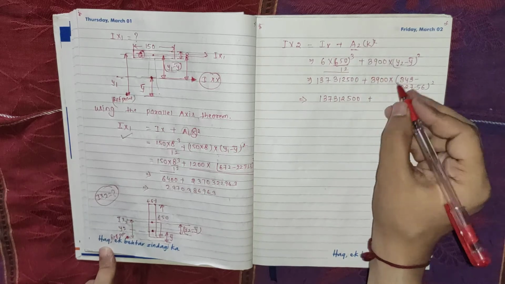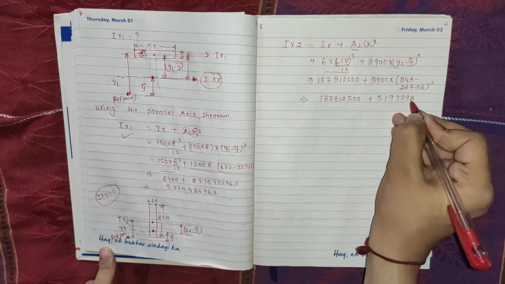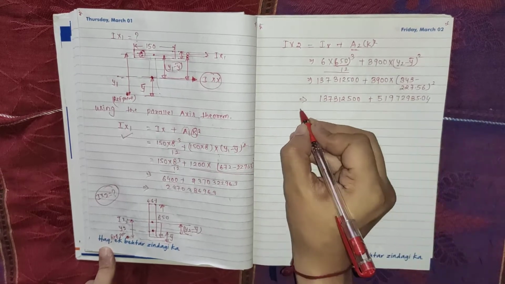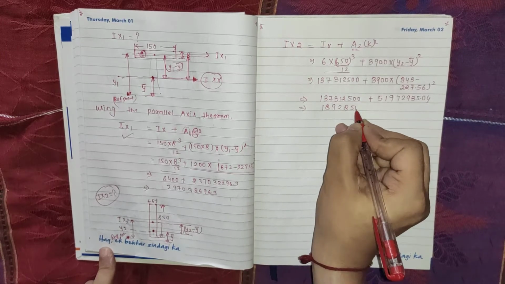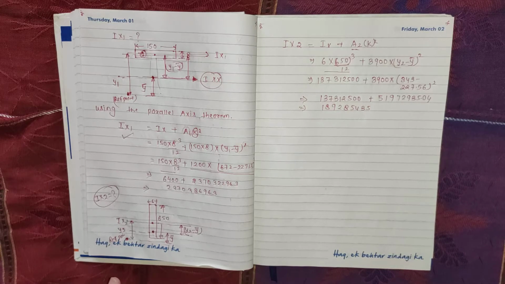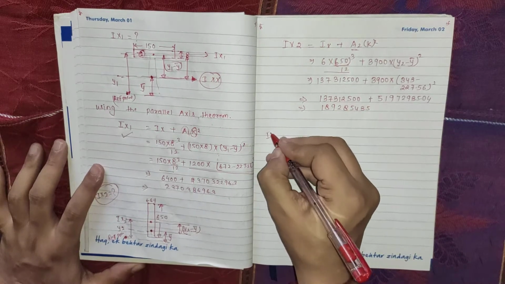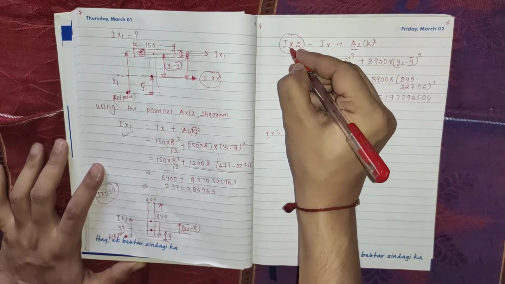After solving this you will get 5197293.05. So at last you will get 189285435. Is it clear? Now for the calculation of Ix3, you will get the value of Ix2 from here.